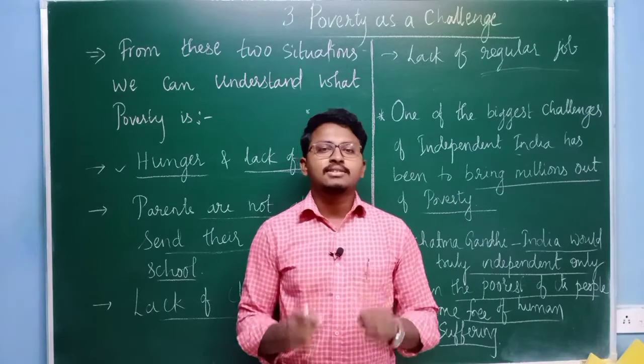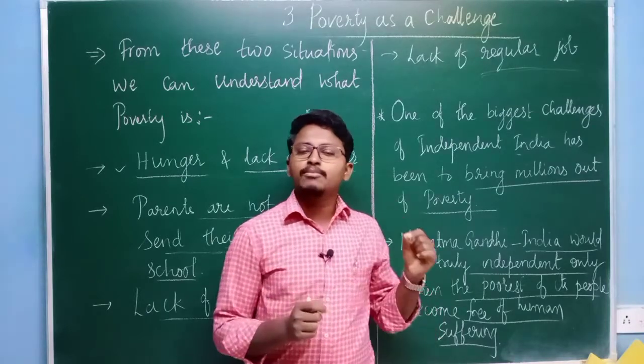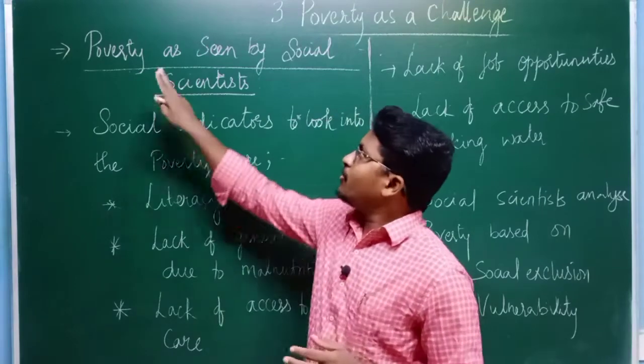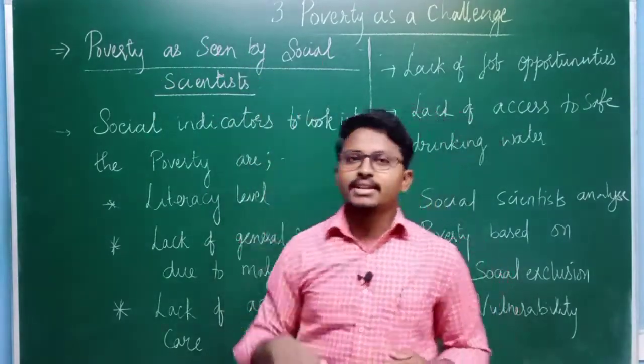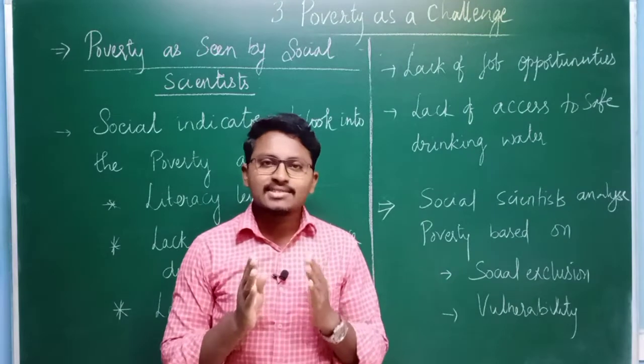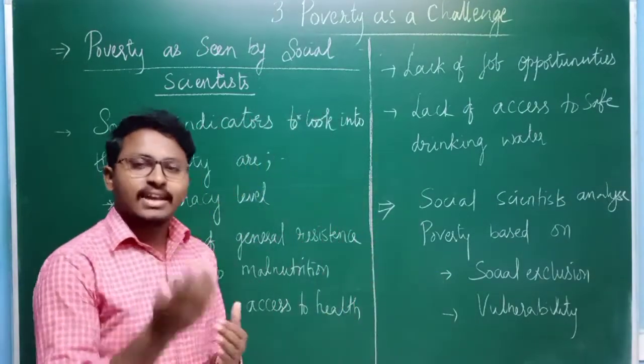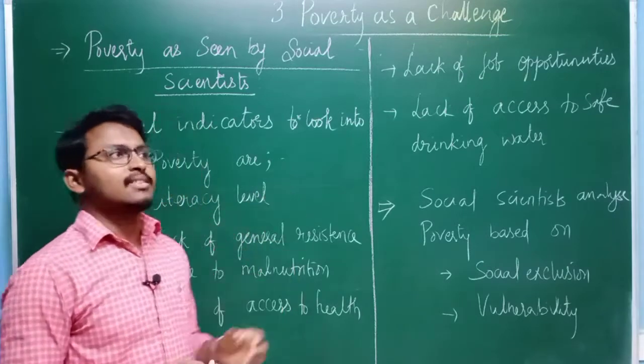So we will discuss poverty as seen by social scientists. Let us discuss the next topic, that is poverty as seen by social scientists. That means how social scientists measure the poverty that exists in the country. What are the indicators they use to measure this poverty?